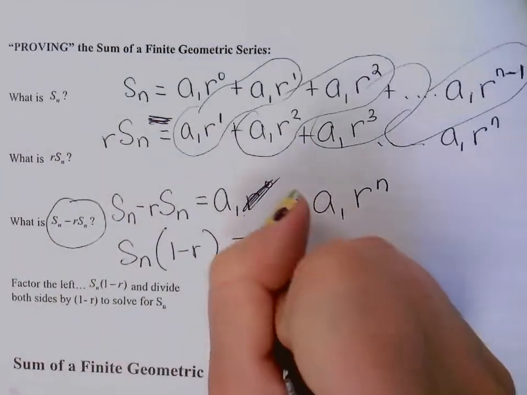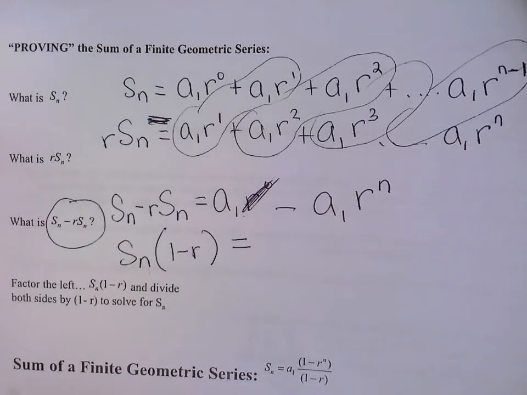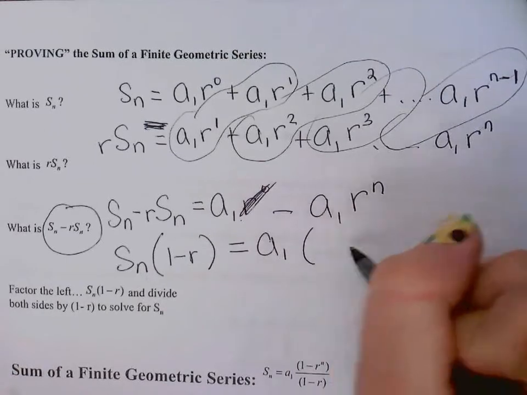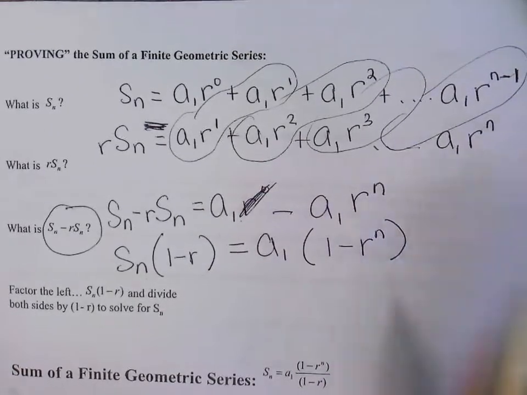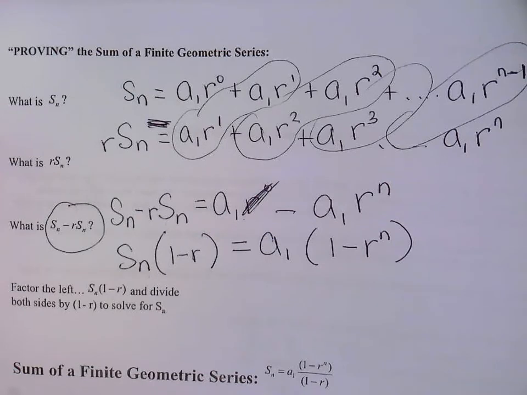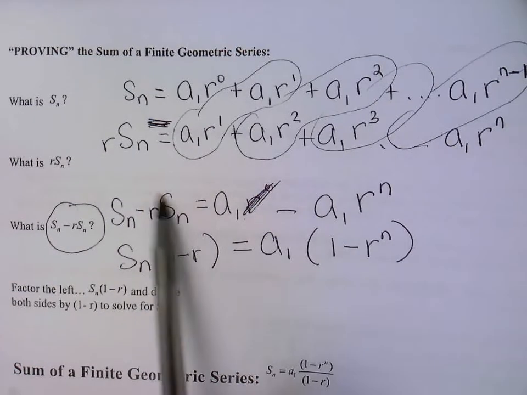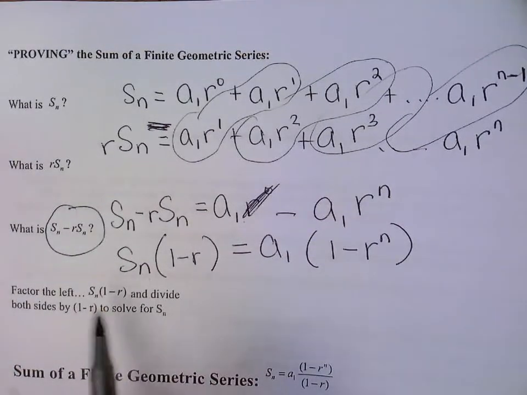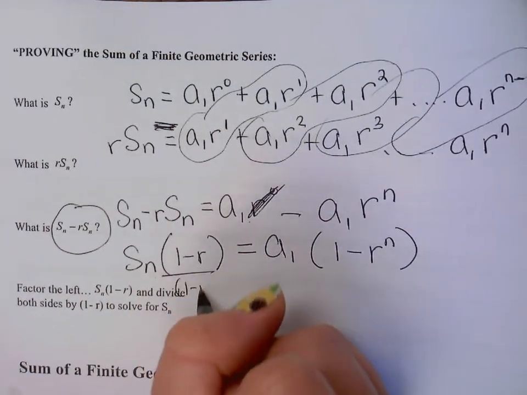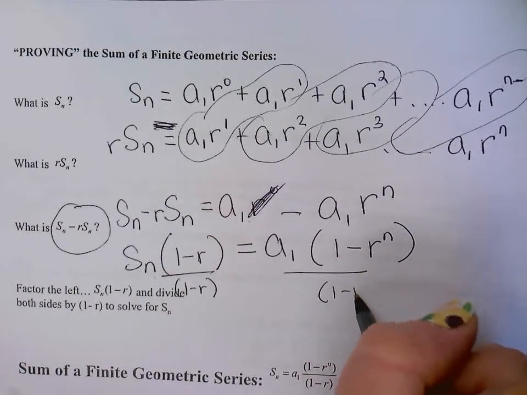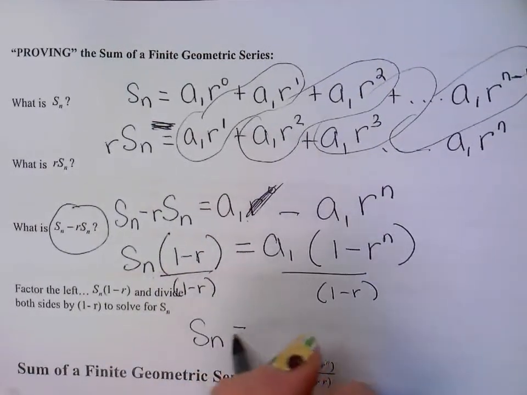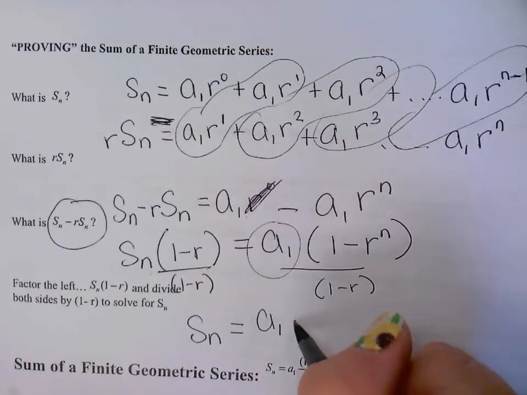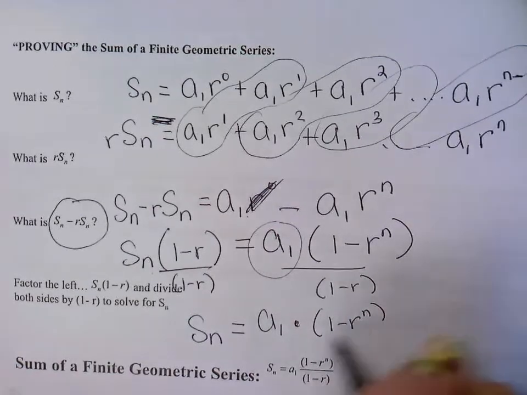What could I factor out on the right-hand side? Don't they both have an a sub 1? So I would have 1 minus r to the n. All I did was simplify by factoring out the greatest common factor. And then the last step is divide through by this 1 minus r. So S sub n is equal to a sub 1 times (1 minus r to the n) over (1 minus r).